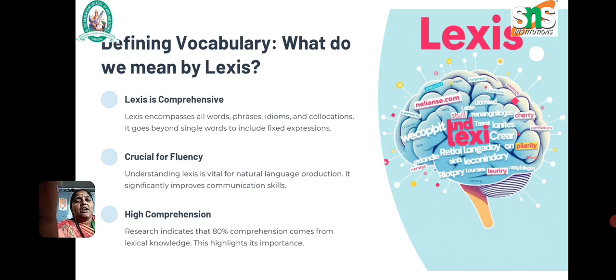So, let us define vocabulary. What do we mean by lexis? Lexis is a comprehensive process. It encompasses all words, phrases, idioms, and collocations. It goes beyond single words to include fixed expressions, which is very crucial for fluency. Understanding the lexical level of any language improves our communication skills. Research indicates that 80% of comprehension comes from lexical knowledge.